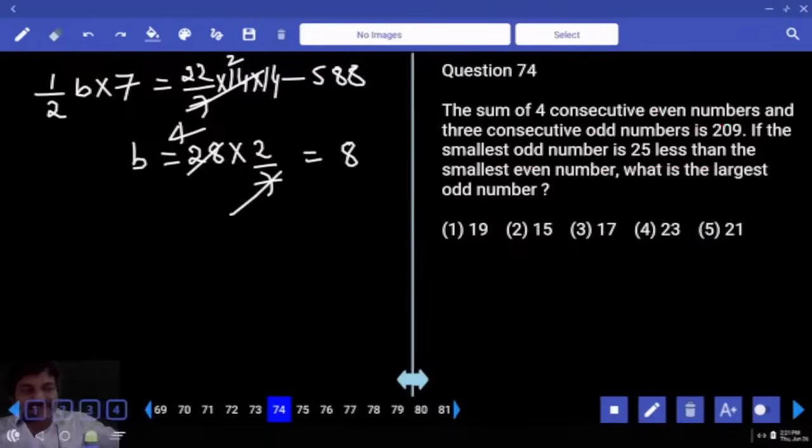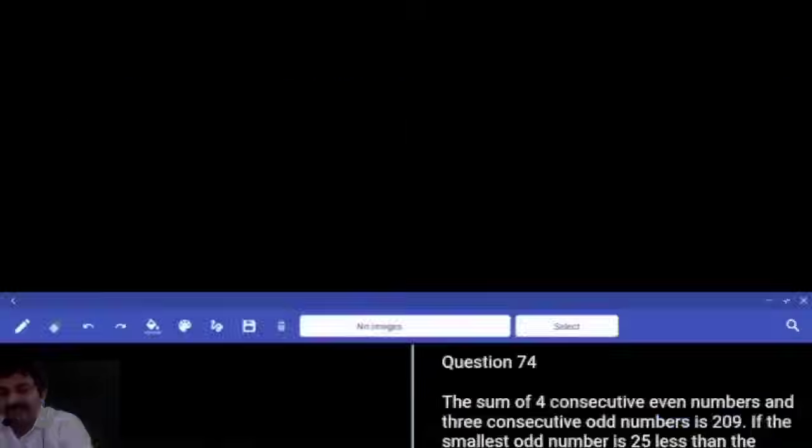The sum of 4 consecutive even numbers and 3 consecutive odd numbers is 209. The smallest odd number is 25 less than the smallest even number. What is the largest odd number? Okay. How many even numbers are there? How many are there?